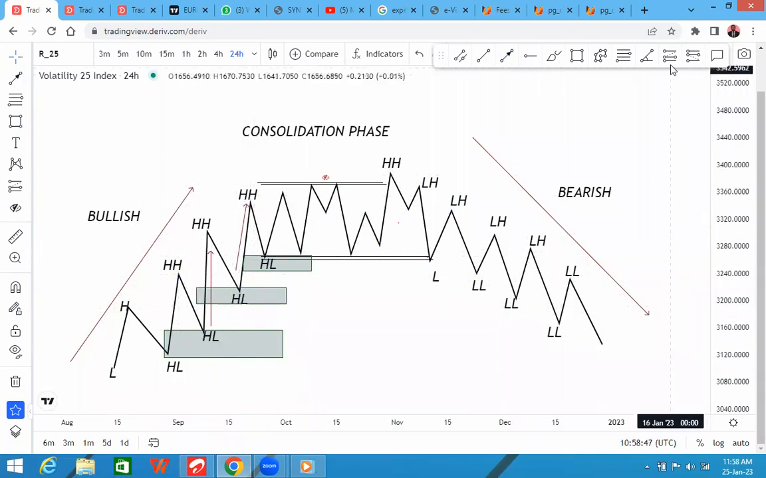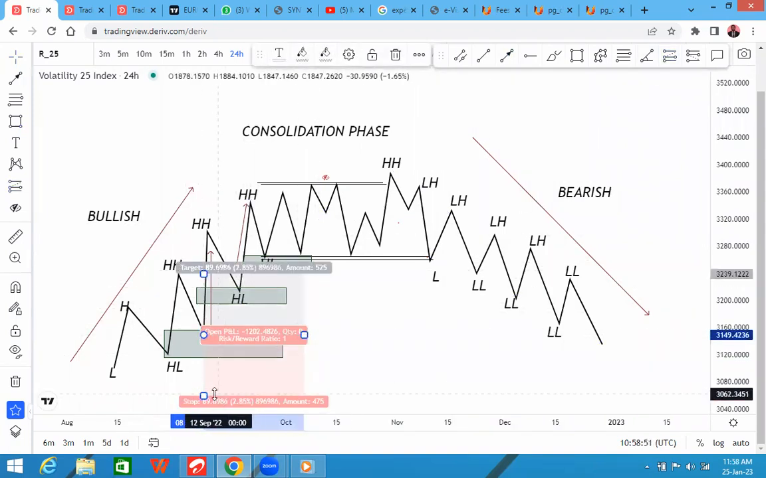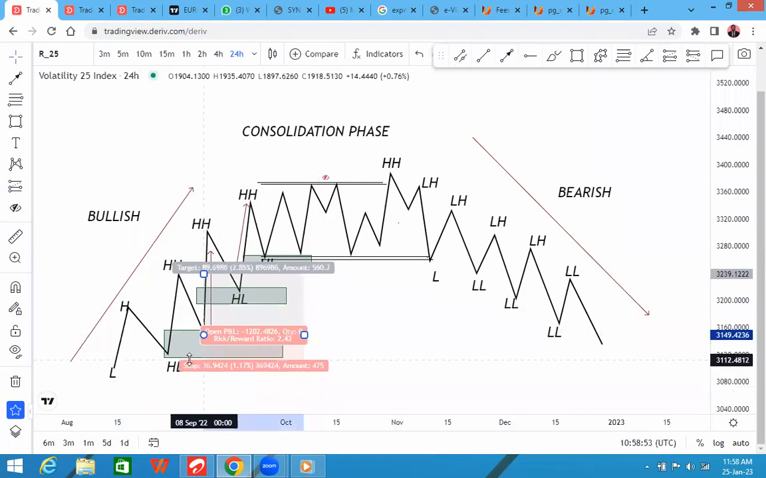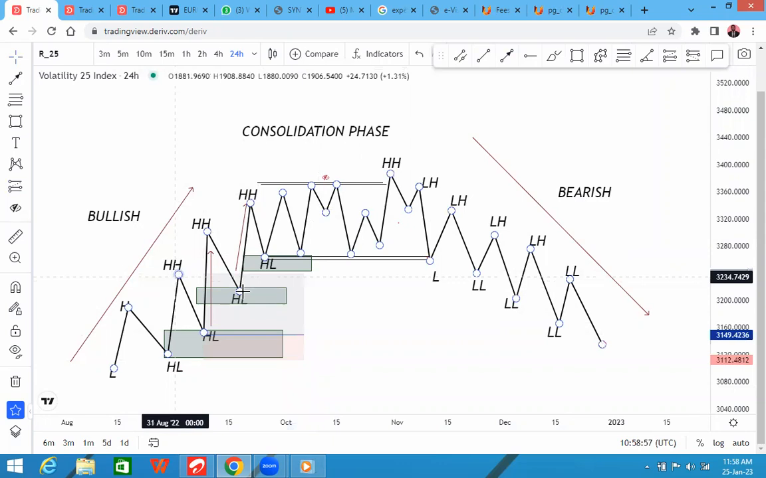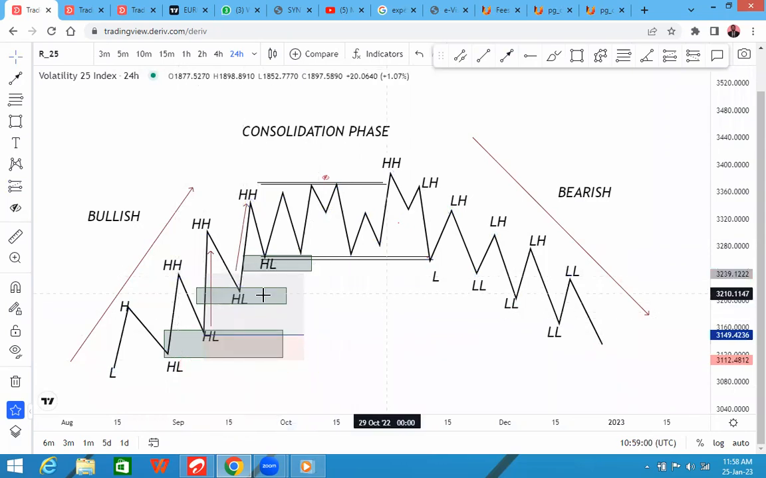So if price is coming back to this, you want to set your entry on this place, put your stop loss on this higher low, and then you take price to this last higher high. This is how you want to take your trade.